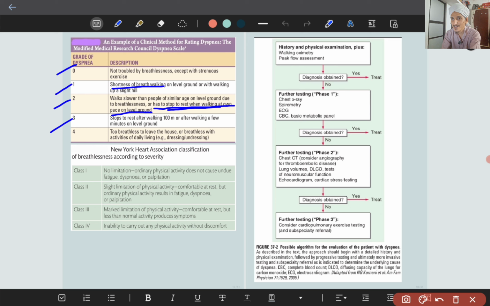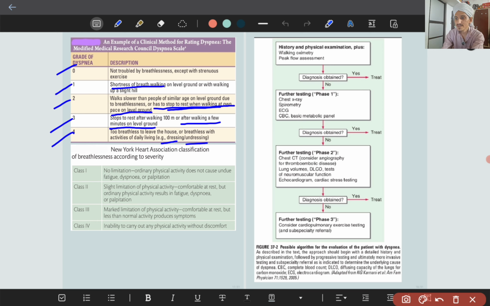Grade 3 is, 100 meters you can't calculate. So this is more important. After walking a few minutes on the level ground, the patient will stop and stops walking after a few minutes, and further he will not walk. Okay, so this is grade 3. Grade 4 is he can't leave the house due to breathlessness, or he can't perform daily living activities due to breathlessness, like dressing, undressing. All these will produce breathlessness.